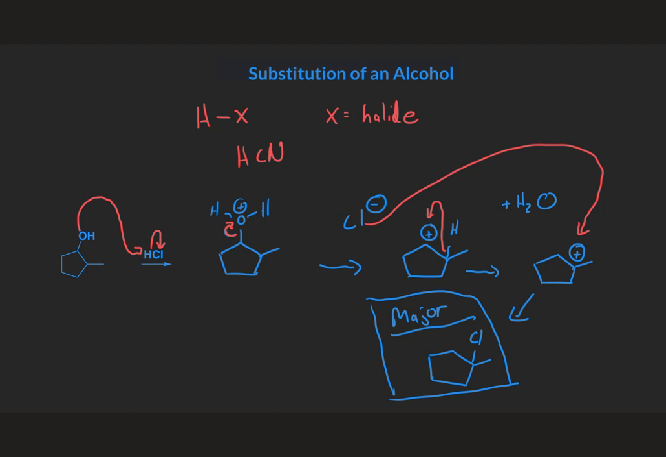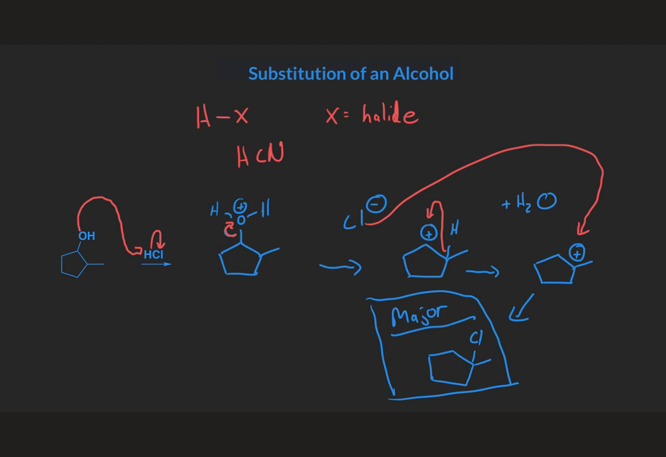In these two examples, we looked at a secondary alcohol, and so those can form secondary carbocations. Likewise, a tertiary alcohol could form a tertiary carbocation, and both of those carbocations are somewhat stable, and so they readily undergo SN1 and E1 type mechanisms.